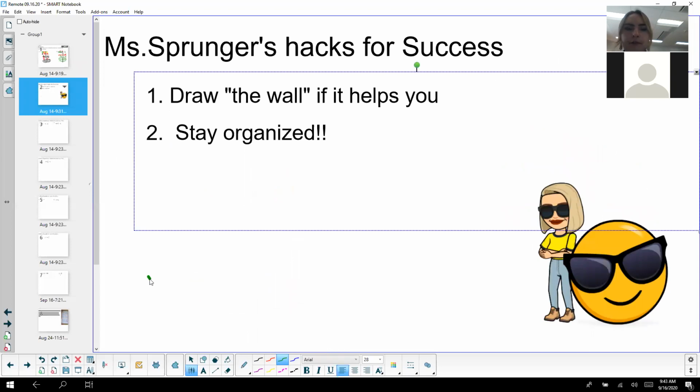So advice for you guys, make sure you're drawing the wall. If you've got a problem like 2x equals 10, make sure you're drawing that wall down the middle to make sure you're doing the same steps to both sides. Make sure you're staying nice and organized. Again, I'll color code different steps for you guys so you can see when I'm doing something different. Again, stay organized when you're writing down your own work.